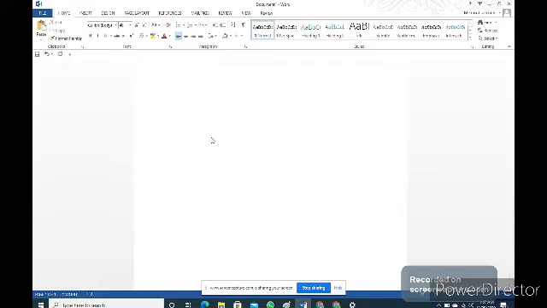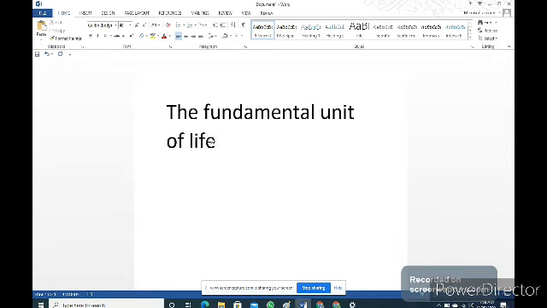The fundamental unit of life. What do you tell? What is the fundamental unit of life? It is a cell. Cell is a structural and functional unit of life. Okay, so with cell there are two types: unicellular, multicellular. Unicellular are those organisms which require only a single cell. So examples are amoeba, bacteria, etc.